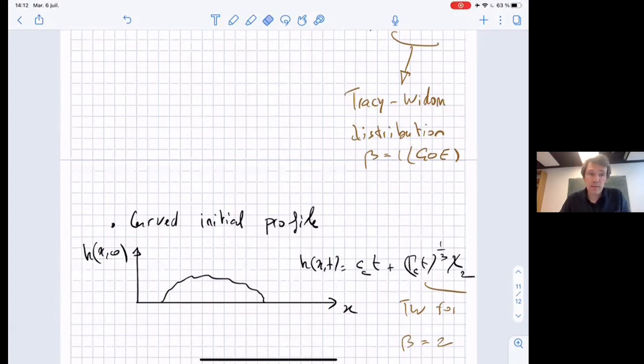I see. So the answer is that there are some similarities, but the functions themselves are quite different. So the strict analogy is something like height divided by time is probably playing the role of the largest eigenvalue. Yeah, exactly. And time is playing the role of N, right? Yeah, precisely. Okay.